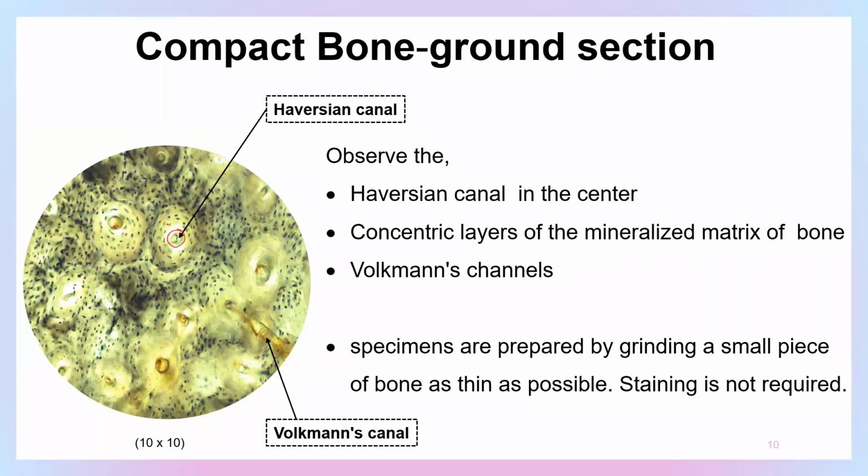And these black dots are actually the lacunae where you would have had your osteocytes, right? When the bone is ground, the osteocytes die and are no longer there, but these are the lacunar spaces. So that is the Haversian canal, and that is the Volkmann's canal, and you can see the concentric layers of the osteocytes. So Haversian canal in the center, concentric layers of mineralized matrix of bone, as well as the lacunar spaces. Then the Volkmann's canals, right?